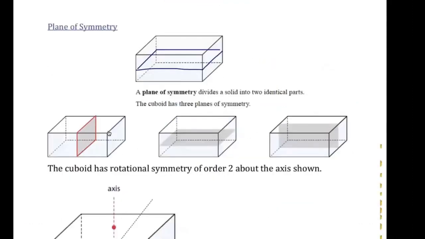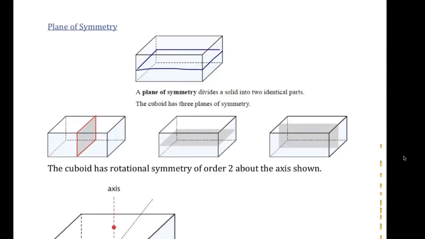Now we are going to study 3D shapes, symmetry in 3D shapes. There are two types of symmetry in 3-dimensional shapes. The first one is plane symmetry, and the second is rotational symmetry. First we are going to consider plane symmetry. A plane is basically a flat surface. If you cut a 3D shape in half, and each half is the mirror image of the other half, then the solid has plane symmetry.